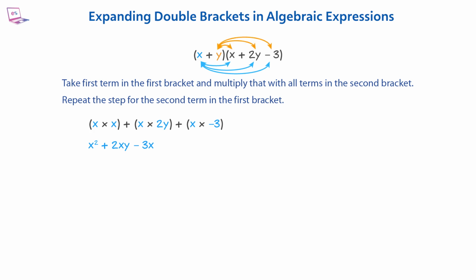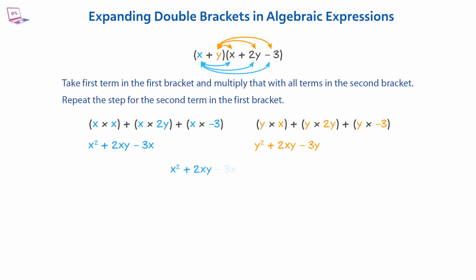Now, let's take the second term y in the first bracket and multiply that with all other terms in the second bracket. It will be y times x plus y times 2y plus y times minus 3, which equals y squared plus 2xy minus 3y. Let's write both the expressions together.